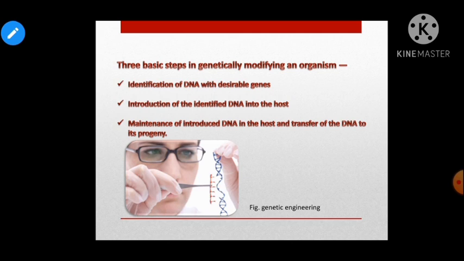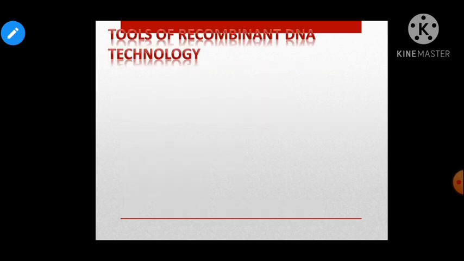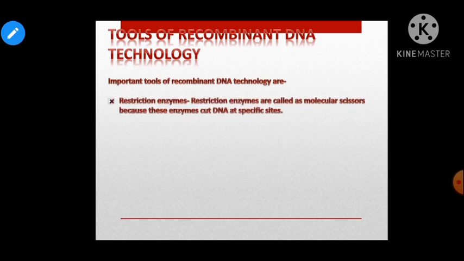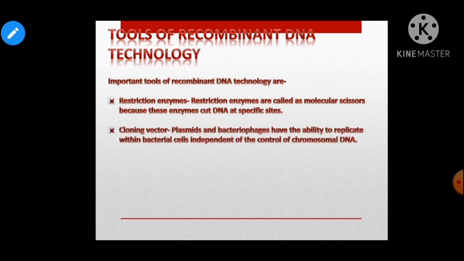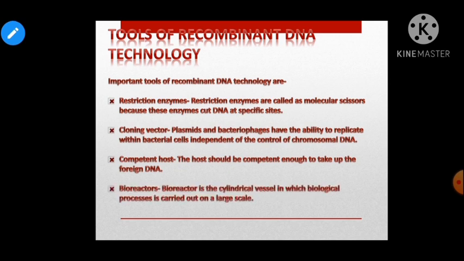Now children, what are the requirements? Right, here we are going to talk about tools. Genetic engineering can be accomplished only with the use of tools. What are those tools? The important tools of recombinant DNA technology are restriction enzymes, cloning vector, competent host, and bioreactors. So these are the important tools required for the recombinant DNA technology.